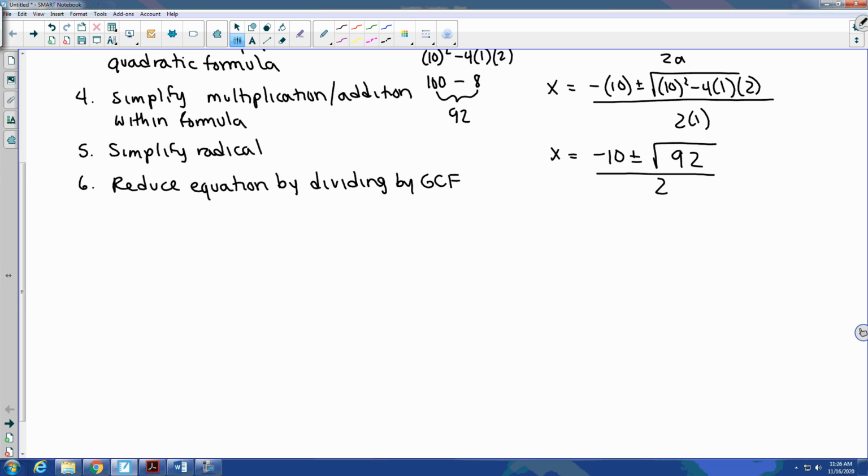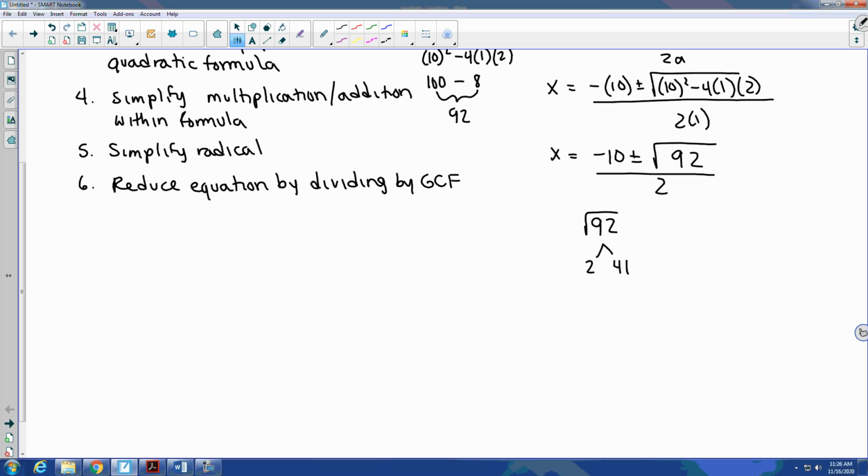Now we have to simplify the radical. So we're going to look at the square root of 92. When simplifying a radical, my first suggestion is to determine, is 92 a perfect square? Because if it is, it makes our life easy. In this case, it's not. So there are 2 ways you can simplify the radical. One is with the prime factorization tree. The other is identifying the largest perfect square that goes into 92. But I'll do the factor tree for this example.